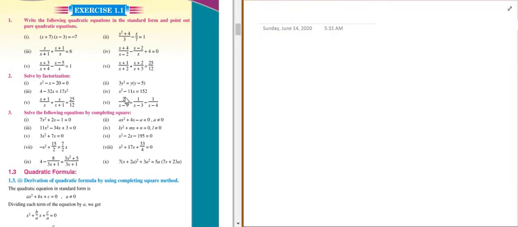Okay, fifth is x plus 1 divided by x plus x divided by x plus 1 equals 25 by 12. Just take LCM on both sides, solve the numerator separately, then denominator, and then cross multiply. Then you will get a quadratic equation. Then we are going to make factors for it.